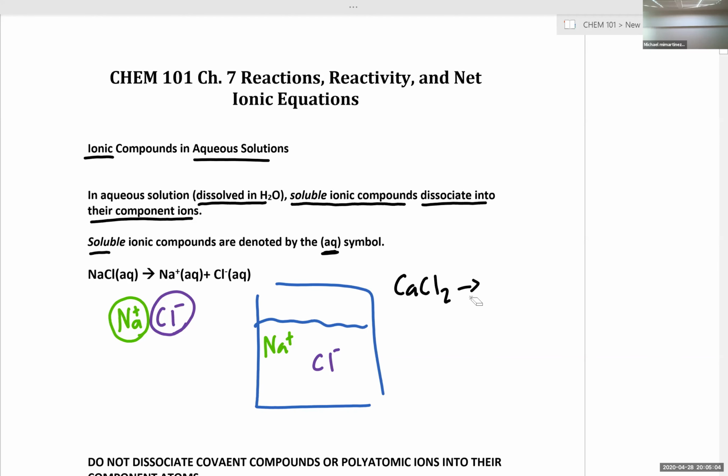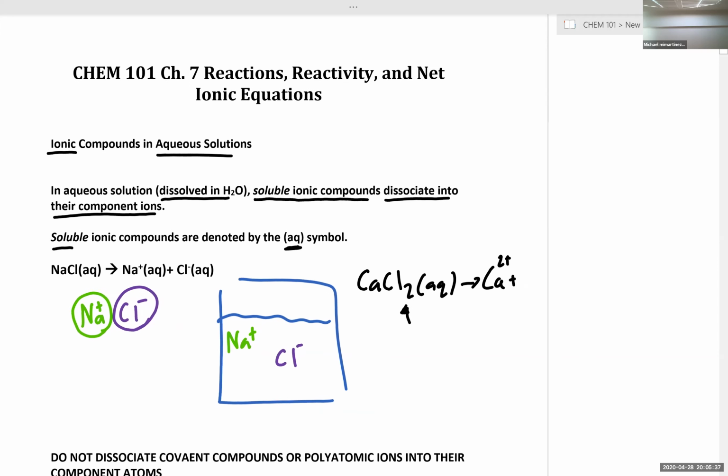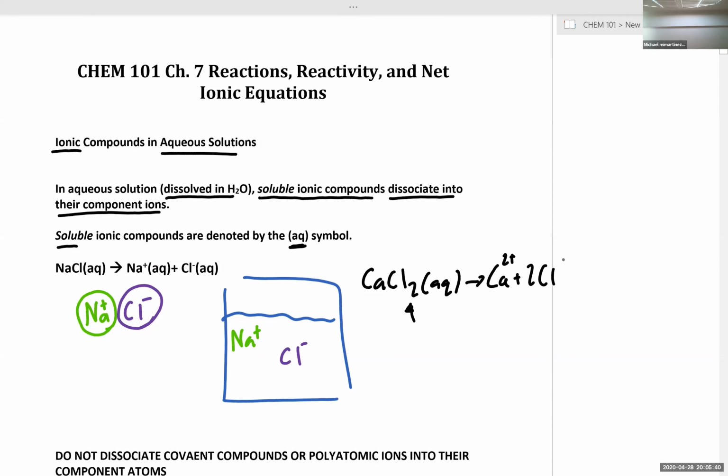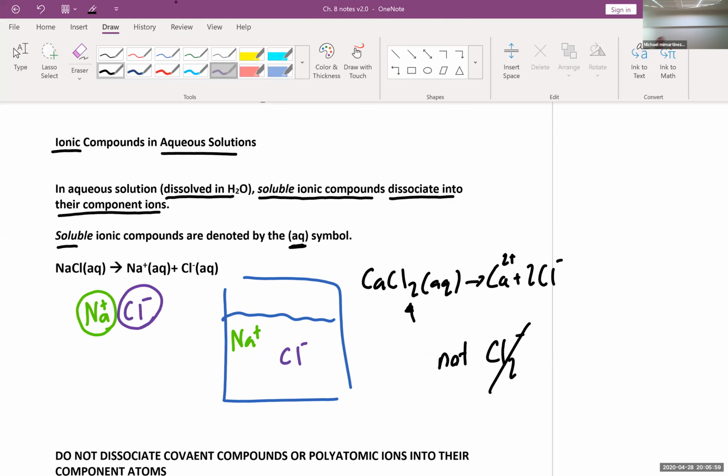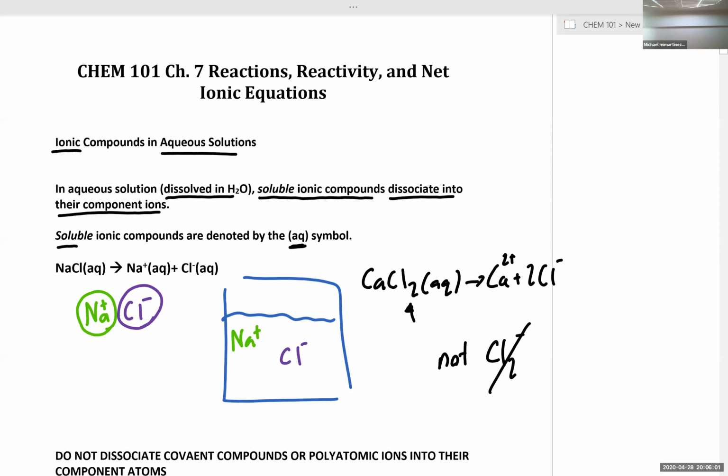So I noticed people mentioned calcium. Okay, and how many chloride ions will we produce? 2, exactly right. Notice how the subscript indicates the number of each ion. So it's 2 Cl minus, not Cl2 minus. So remember to break your ionic compounds into their component ions. This will be critical when we discuss net ionic equations.